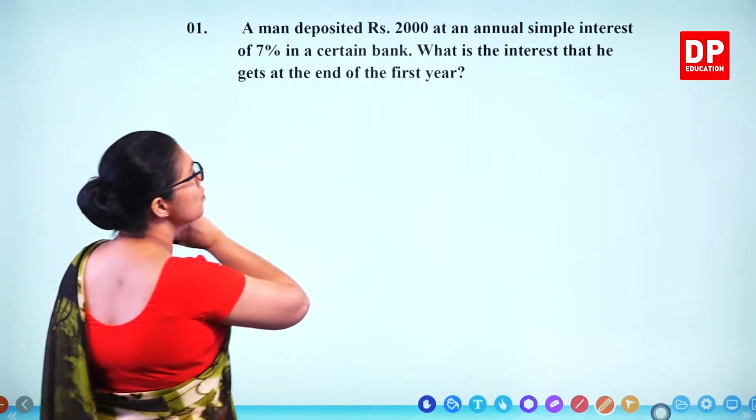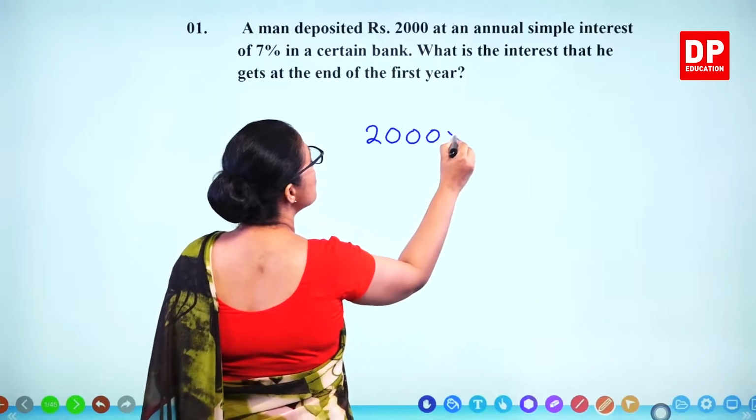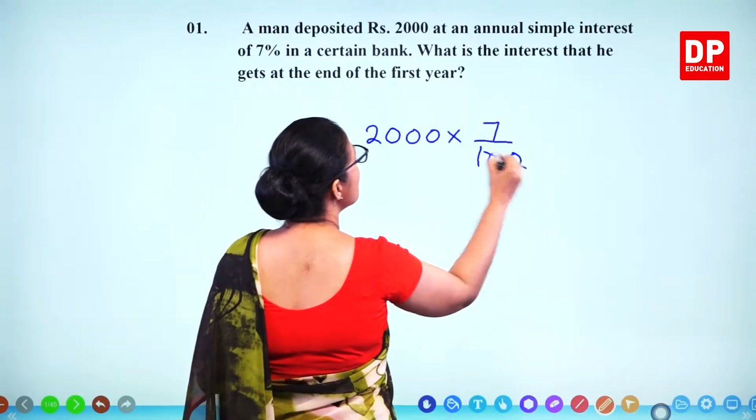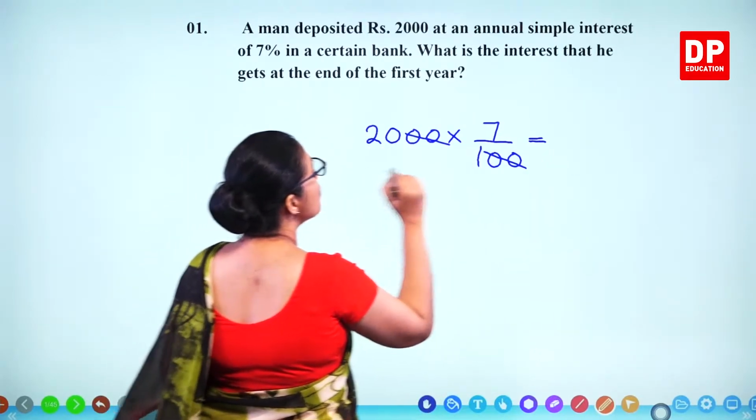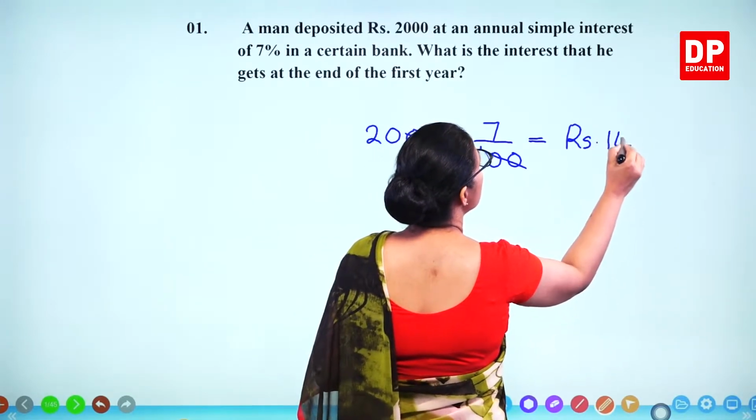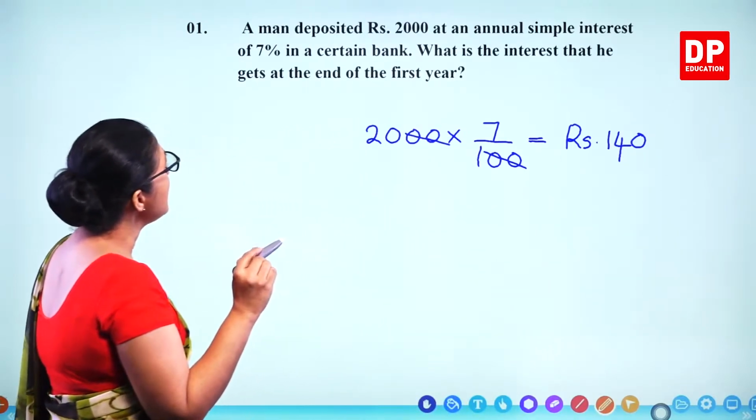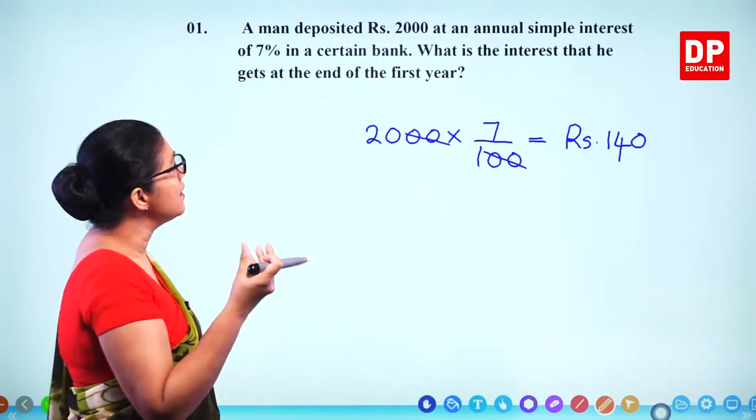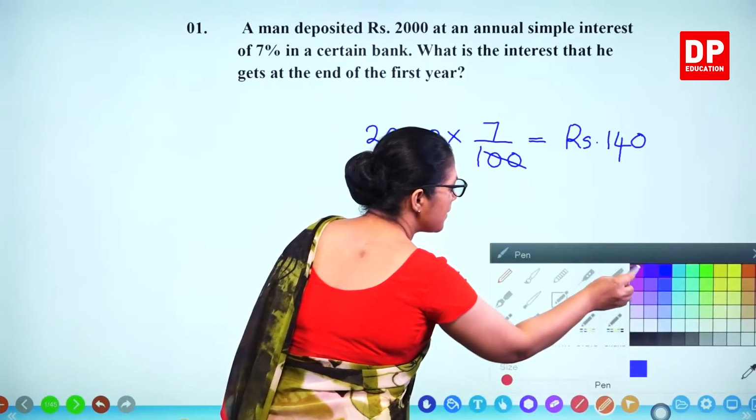7% of 2,000. So 2,000 into 7 over 100. So 2 zeros get cancelled out. 7 times 2 is 14, and 1 zero is there. So 140 rupees is the interest after the first year. So you get 2 marks for that.